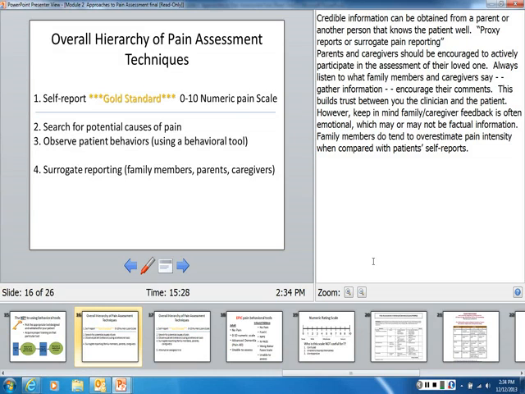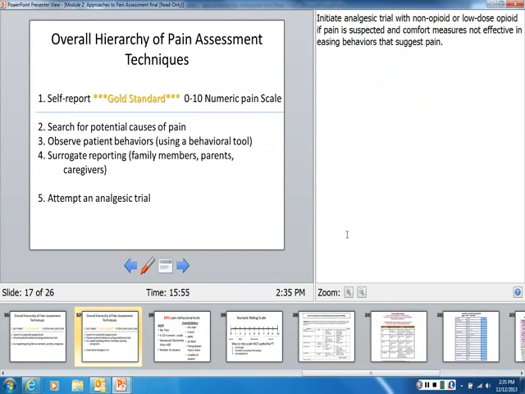However, keep in mind that family and caregiver feedback is often emotional, which may or may not be entirely factual information. Family members do tend sometimes to overestimate pain intensity when compared with patients' own self-reports. So this is just another piece of the information that you're gathering to assess the patient's pain.